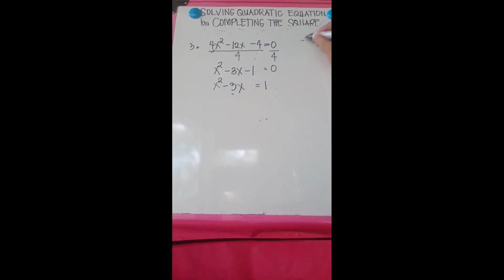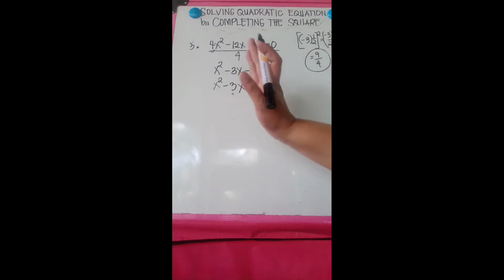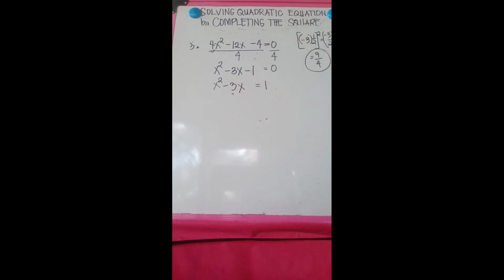So, that is negative 3. I-multiply natin to by 1/2. Then, square natin yung sagot. So, times negative 3 times 1 is negative 3, then over 2. Then, square natin yan. So, this is 9 over 4. So, itong 9 over 4, i-add natin sa left and sa right side of the equation.